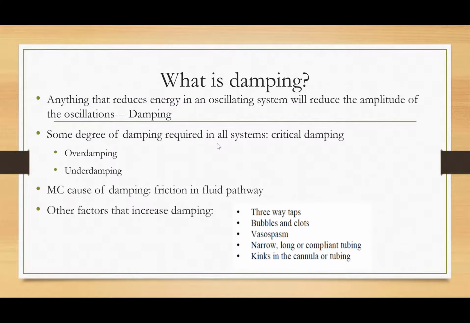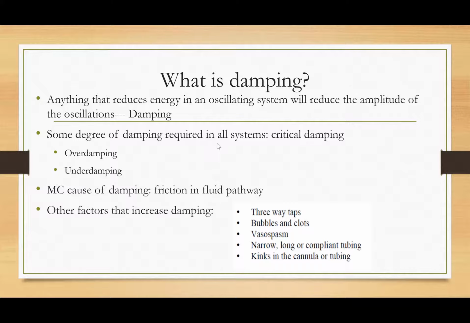Now we will see what damping is. Resonance is the amplification of the energy, while damping is the attenuation of the energy. If there is something which reduces the energy in an oscillating system, that will result in a reduction in the amplitude of the oscillations, and that is known as damping. Some degree of damping is required in all systems, while there are problems if a system is overdamped or underdamped.